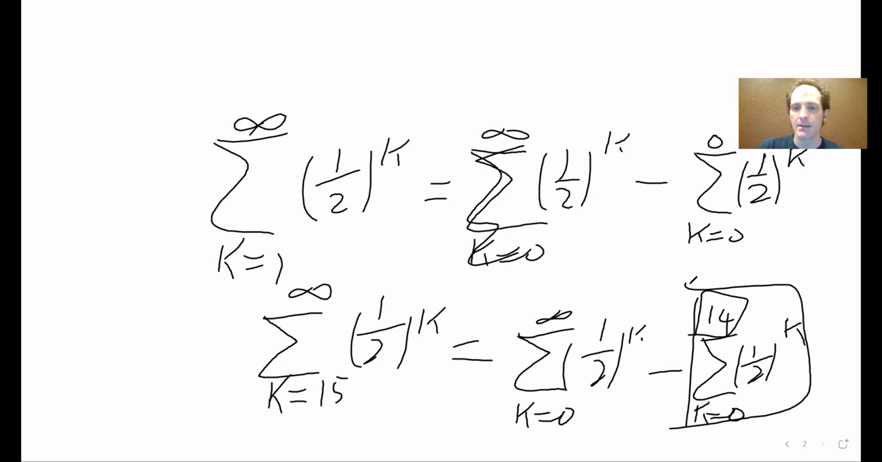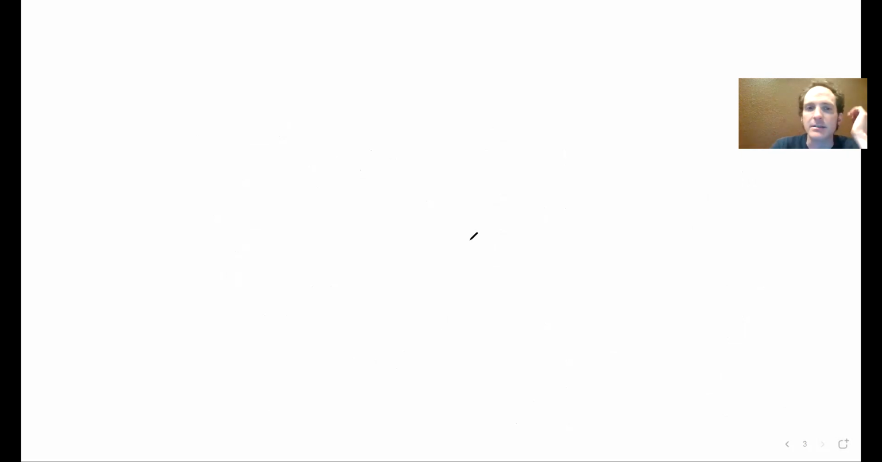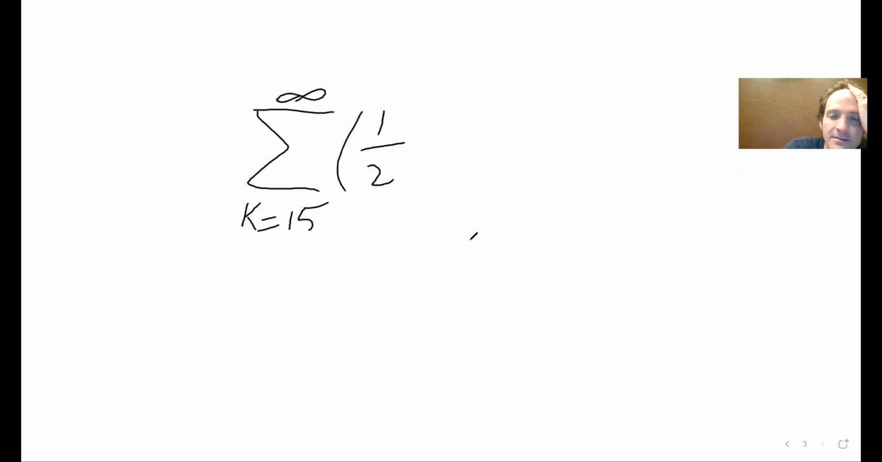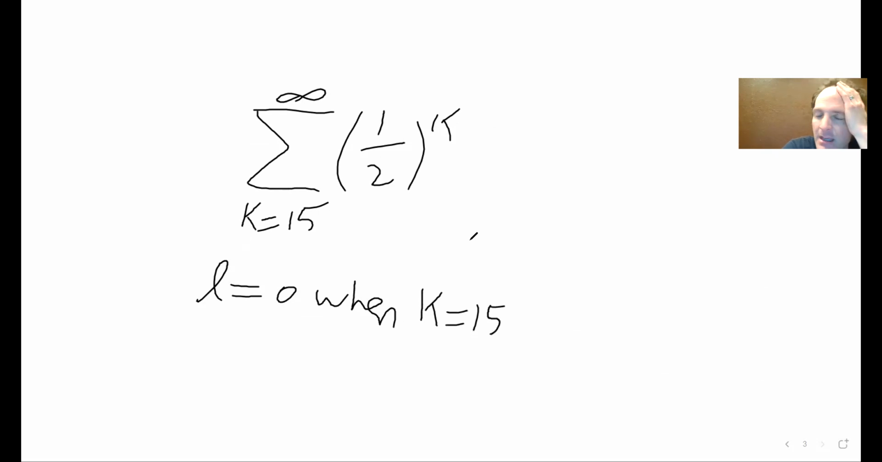Okay. The other thing that I could do is re-index the summation. So if I had something like k equals, say, 15 to infinity, of 1/2 to the k, I want to re-index this so that L starts at 0 when k is 15. So what that means is that k should be L plus 15. So the starting of L is 15 less than the starting of k. So what does that do?